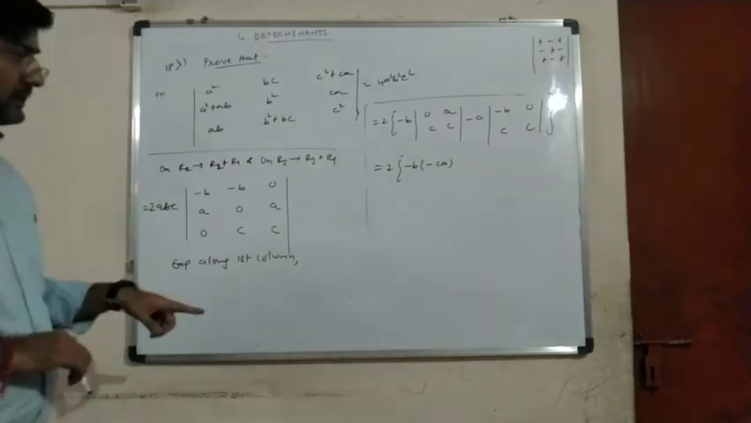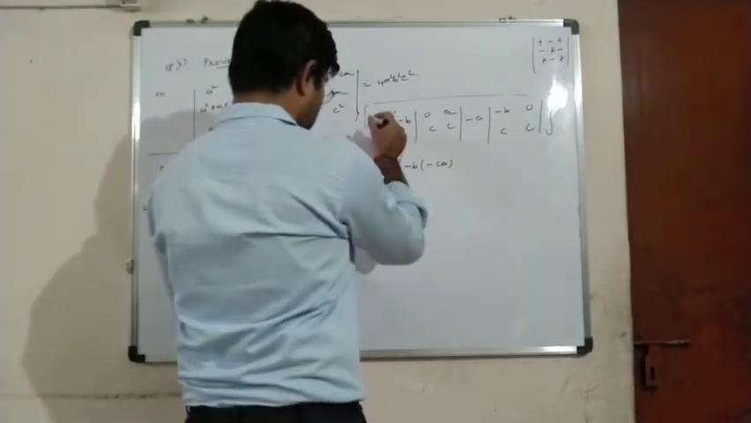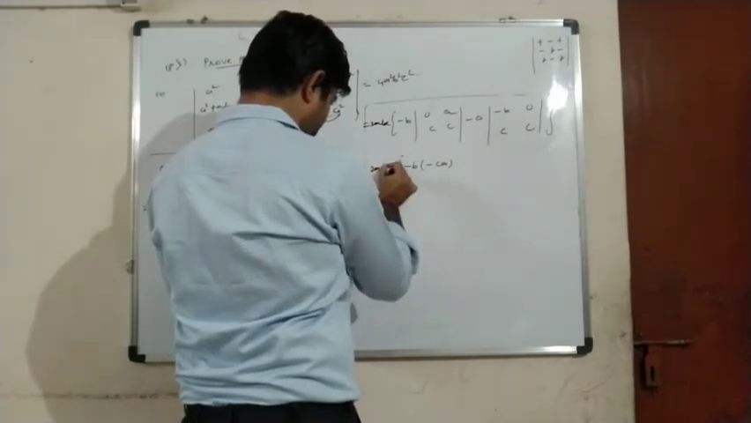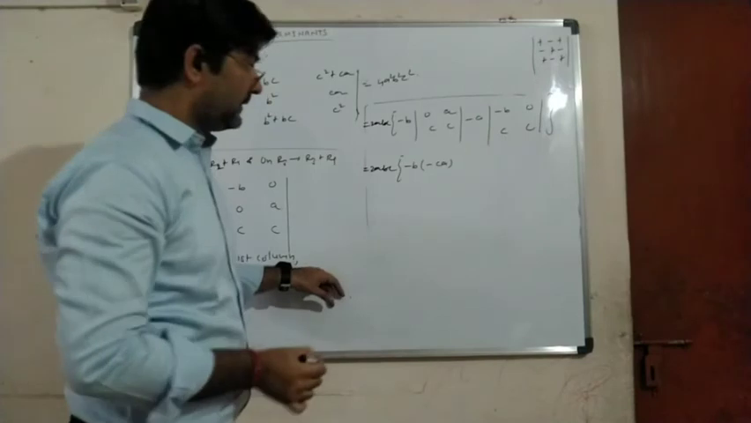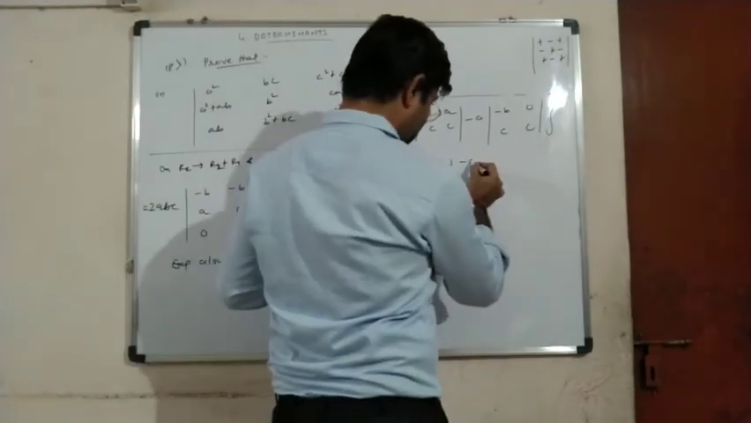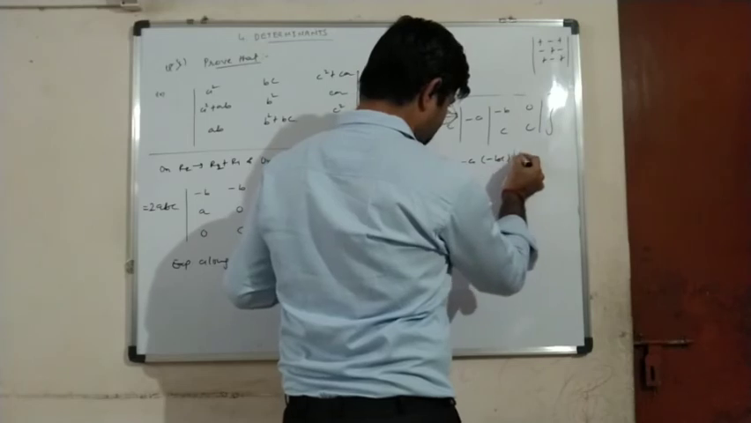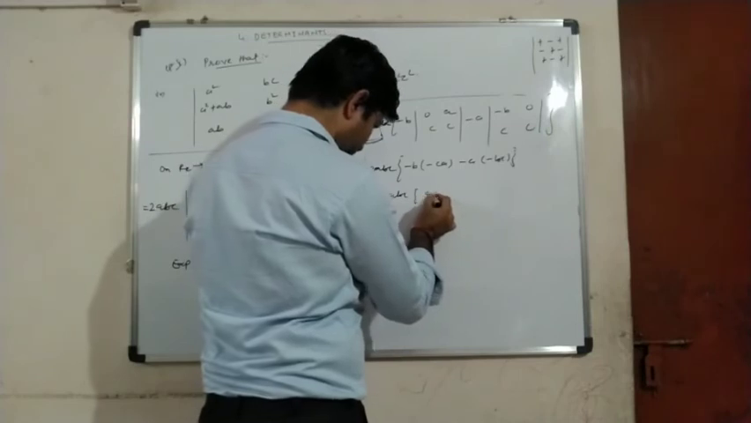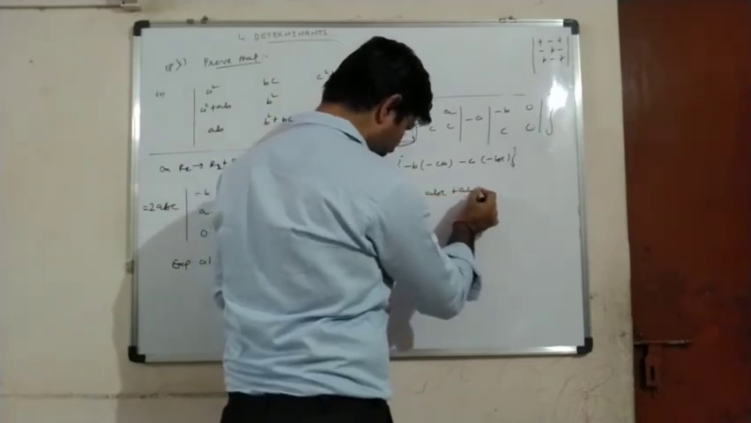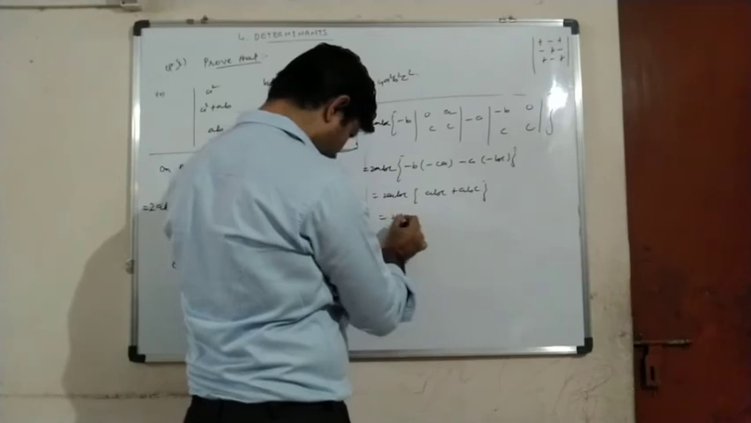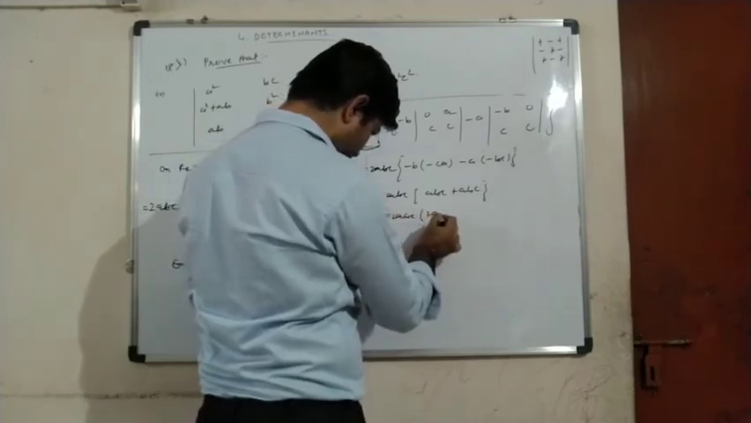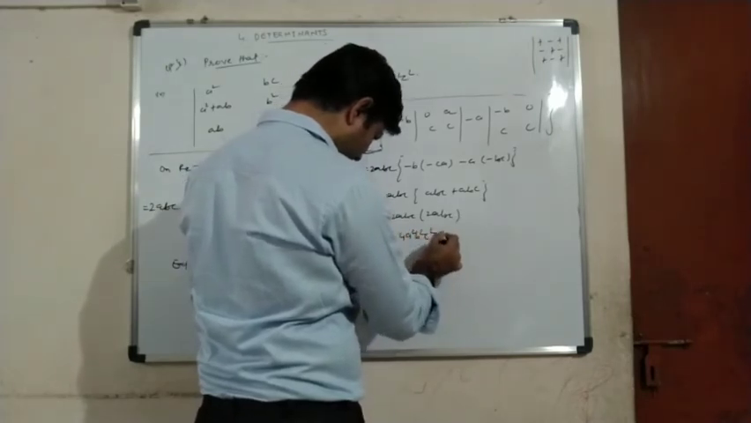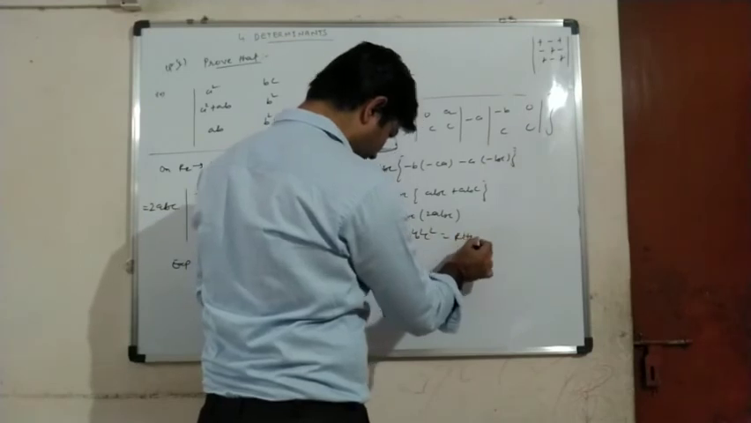Okay, so here 2 ABC we have. Remember that it is 2 ABC outside, 2 ABC, and here also we have 2 ABC. Clear? And now here minus A into minus BC. Okay, now let us simplify. So 2 ABC into ABC plus ABC, which is equal to 2 ABC into 2 ABC, which will be equal to 4A square B square C square, and which is equal to the right hand side.